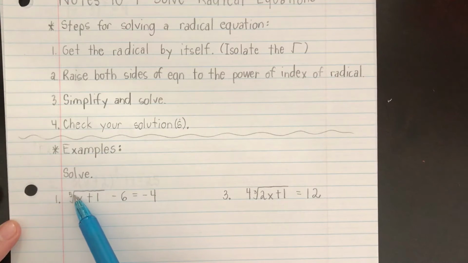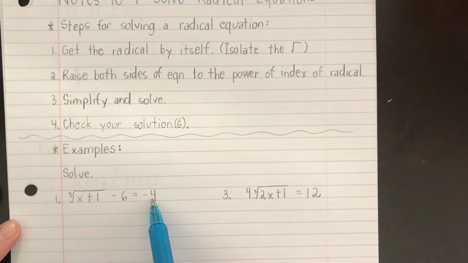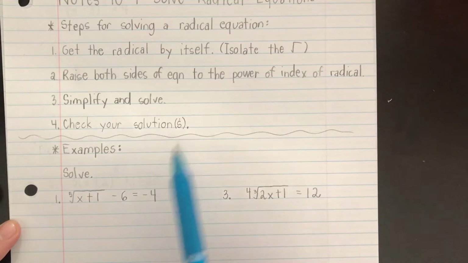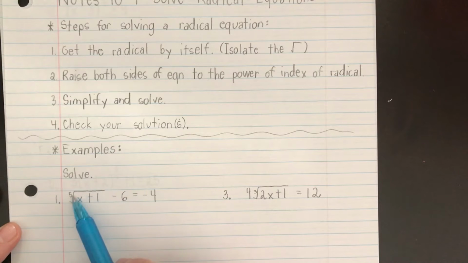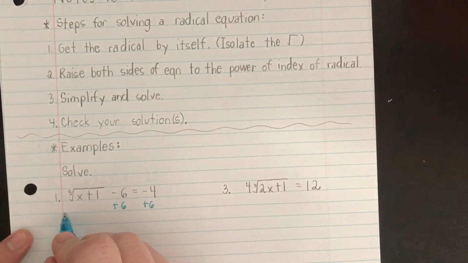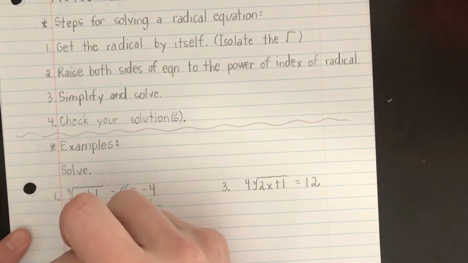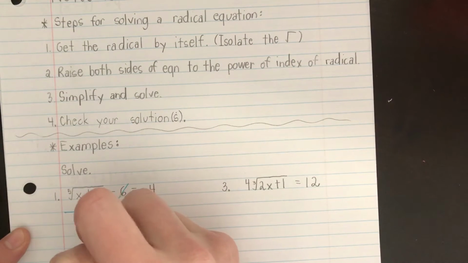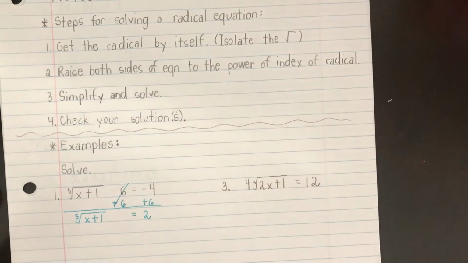So in number 1, we have fifth root of the quantity x plus 1 minus 6 equals negative 4. Okay, so remember, get the radical by itself, or in other words, isolate the radical. So this is the chunk that's in the radical. I need to get rid of the minus 6. So therefore, of course, I will add 6 to both sides. So when I add 6 to both sides, I get fifth root of x plus 1 equals, this would become positive 2.